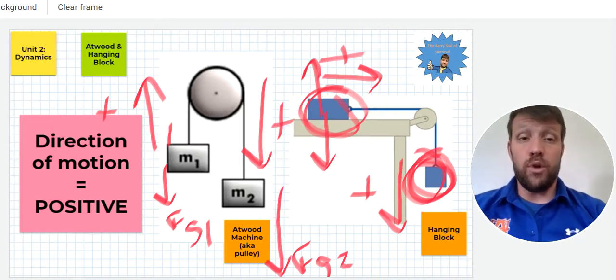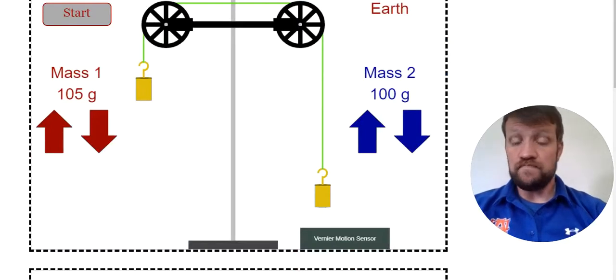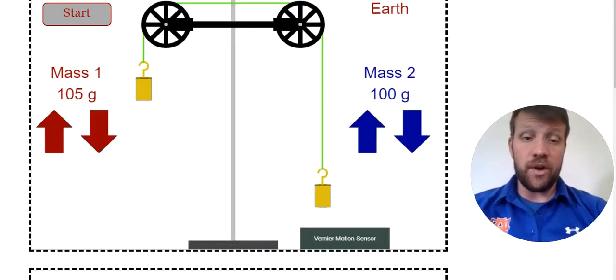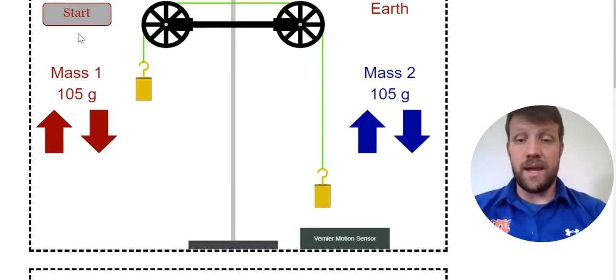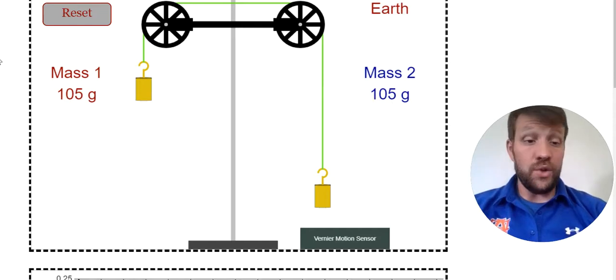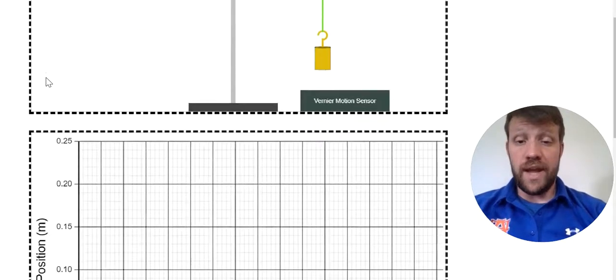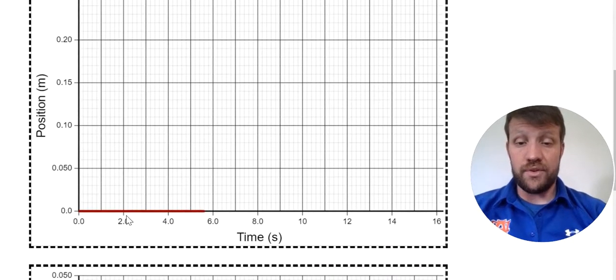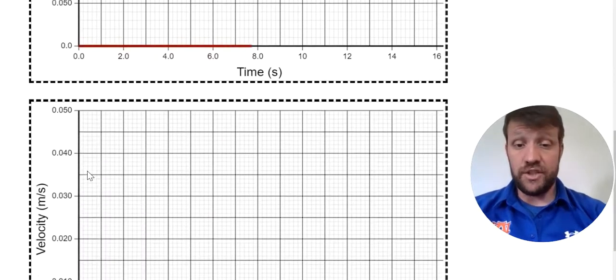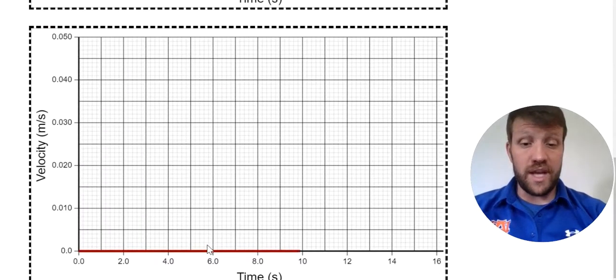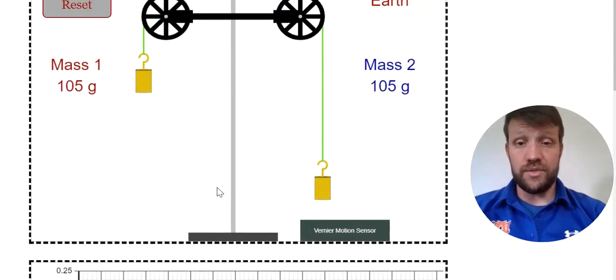I'm going to show you one more part of this with an Atwood machine real quick. So I'm going to flip over to our simulation here. Shout out to the Physics Aviary where I got this simulation from. I've got my masses being the same now. I'm going to start this simulation. We're going to notice there's no motion. If I scroll down some here, I've got this great position time graph, and position's not changing. And the same thing with the velocity time graph, the velocity's not changing. It's all zero, it's all stationary.